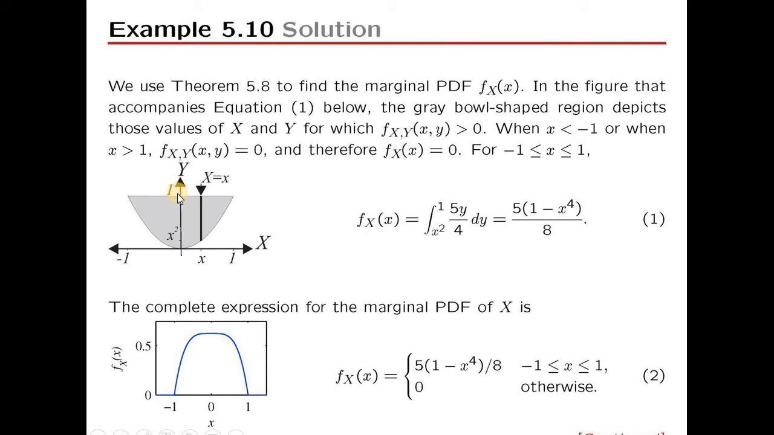Now for x we have to apply the theorem. From the theorem we know that we have to put the limits of y from minus infinity to infinity, but the function is defined only in this range, so we have to change our limits from x squared to 1. So look here, we start from y equal to x squared to y equal to 1.